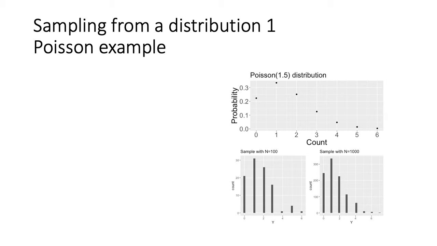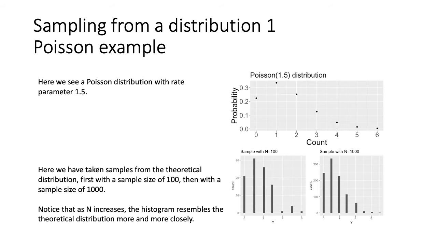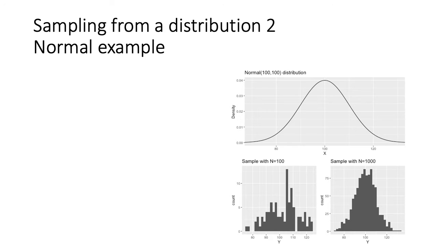Right, if we go back to our Poisson example, here's the Poisson 1.5 distribution again. What I've done at the bottom there is draw a sample from that distribution. On the left, we've got a sample with n equals 100, and on the right, we've got a sample with n equals 1,000. Notice that as n increases, the histogram resembles the theoretical distribution more and more closely.